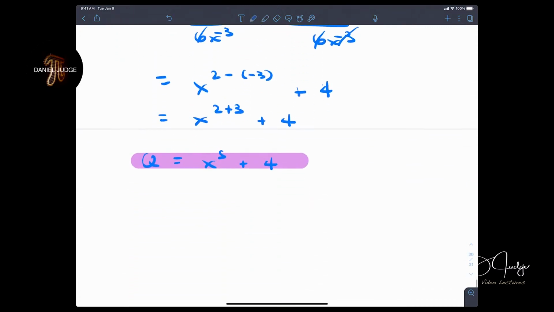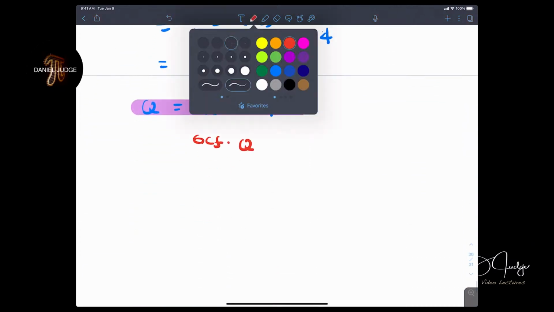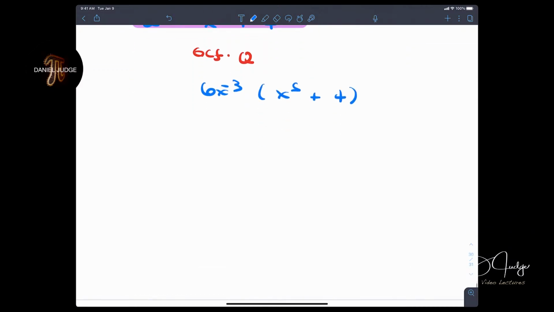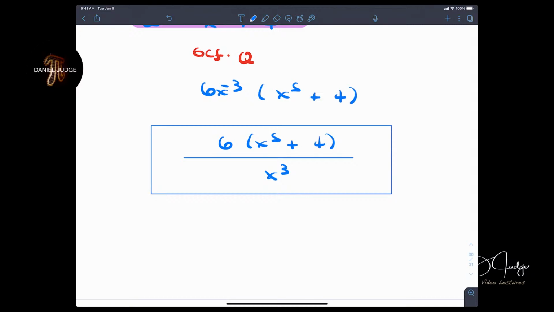All right, final answer. GCF times the quotient. GCF, 6x to the minus 3 power. Quotient, x to the 5th power plus 4. Final answer, ladies and gentlemen, you're going to see in back of the book. 6, x to the 5th power plus 4, everything over x cubed. And you are done.